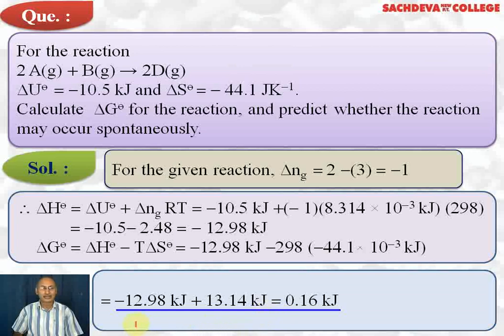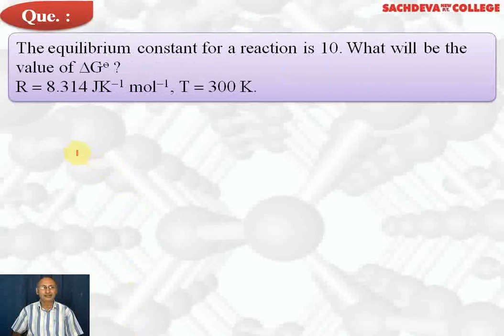The value of delta G is positive. It means the reaction will not occur spontaneously. Reaction occurs spontaneously only if delta G is negative. If it is positive, then the reaction will not take place spontaneously at 298 Kelvin. Next question we are going to take up.